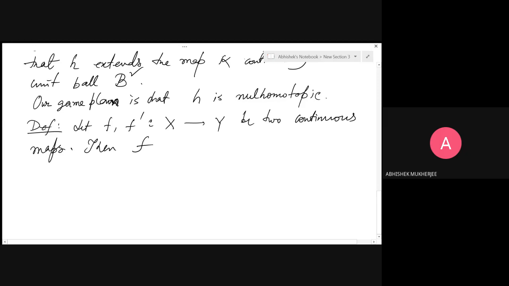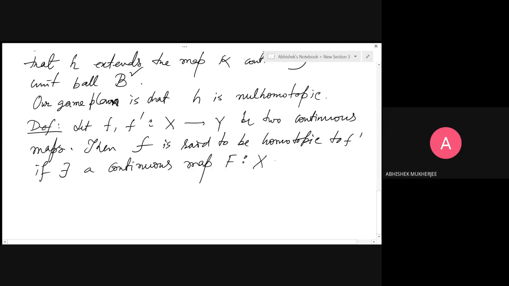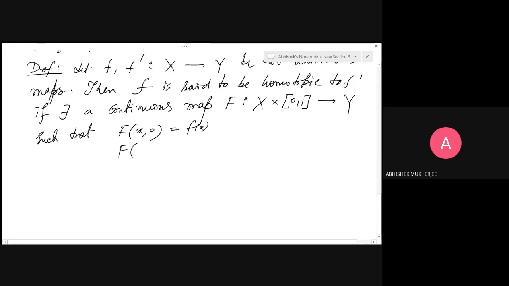Then small f is said to be homotopic to f dash if you can find a continuous map capital F from the domain space X cross the closed interval 0 1 to Y, such that at 0 the map is f x, and at 1 the map is f dash x, for all x belonging to X.